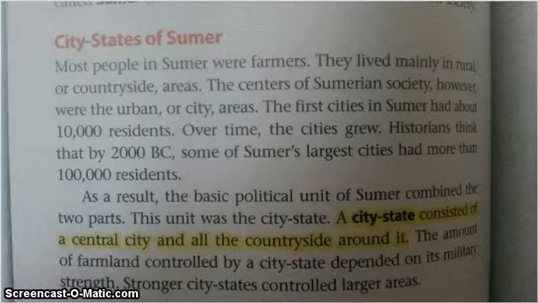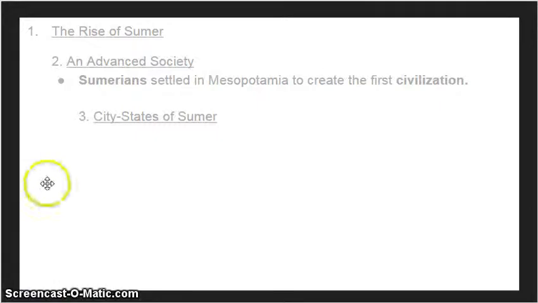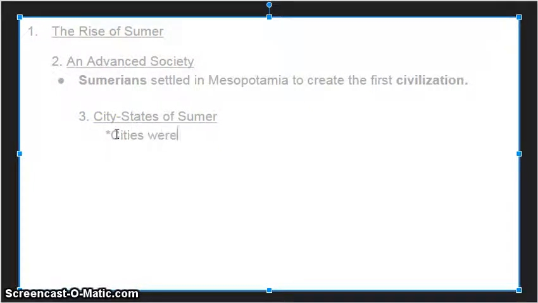Okay, so let's go back to our power outlines, and I'm just going to be real brief here. And I'm going to say that cities were the center of Sumerian society. Or the centers of Sumerian society. That's basically what that paragraph tells us.